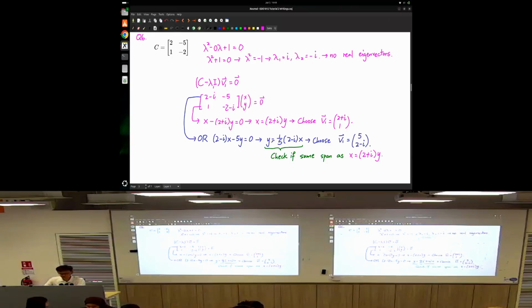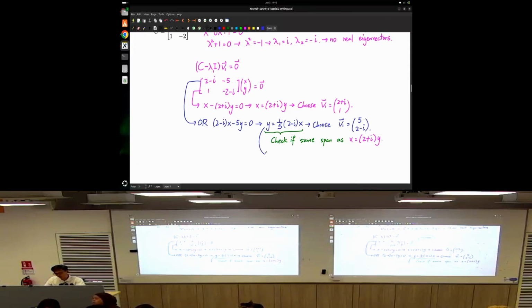How to check? Just isolate. This guy is isolating y, but this one is isolating x. So this one, isolate x. Very simple, just isolate x. Okay, so how do you isolate x? You just multiply by the conjugate, because you want to get rid of the imaginary here. So from here, multiply by 2 plus i.